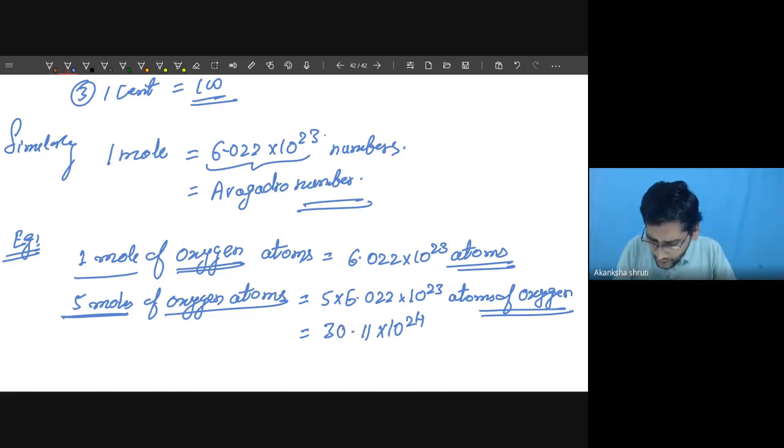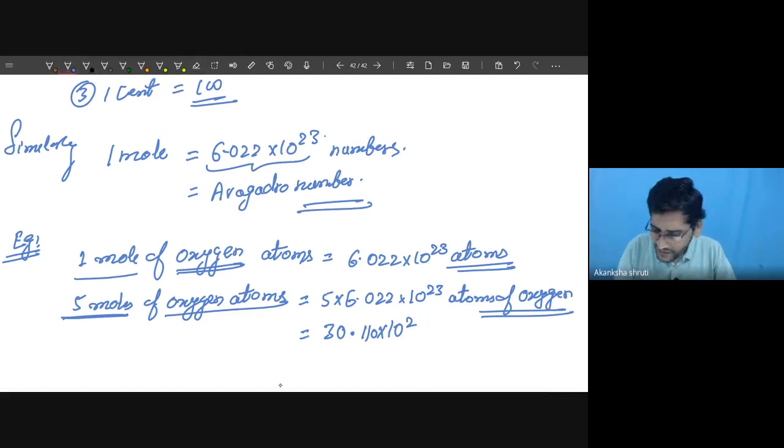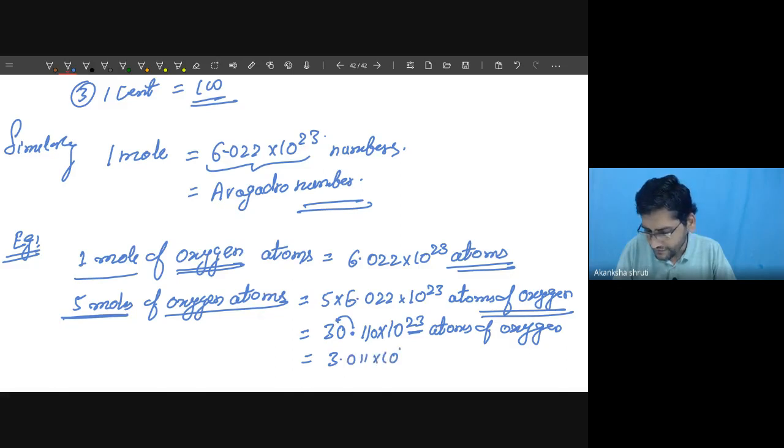So 30.11, lastly it will become one more 0, then the exponent will be 10 to the power 23 atoms of oxygen. Are you getting, student? Now this decimal can be shifted 1 unit left, then this exponent should be increased: 3.011 into 10 to the power 24 atoms of oxygen. Are you getting?